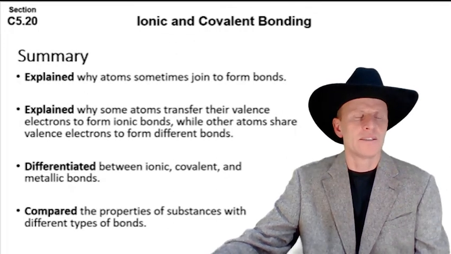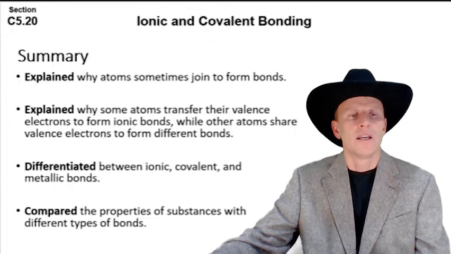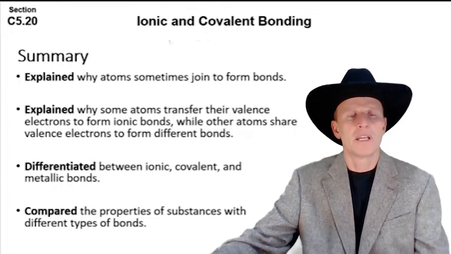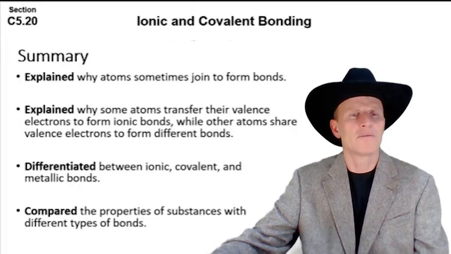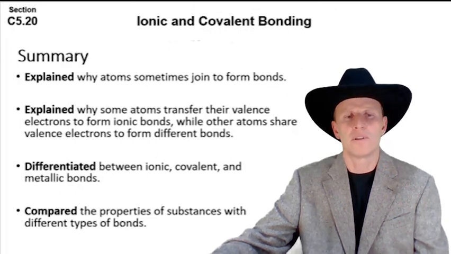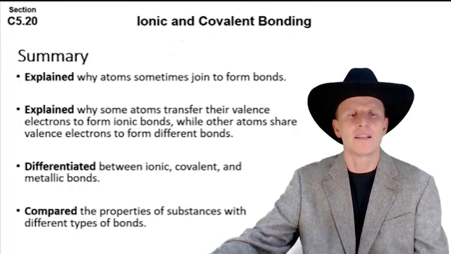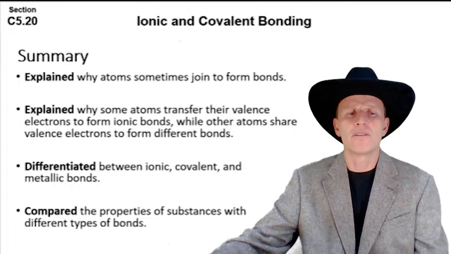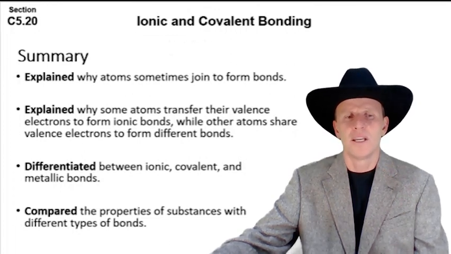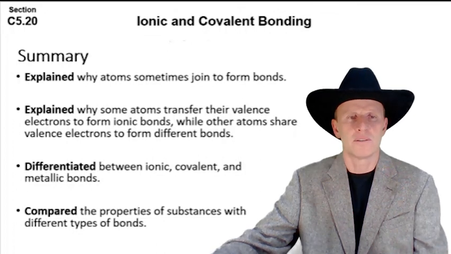And that's it. I explained why atoms sometimes join to form bonds. I explained why some atoms transfer their valence electrons to form ionic bonds, while other atoms share valence electrons to form different bonds. And I differentiated between the ionic, covalent, and metallic bonds. And finally, compared the properties of substances with different types of bonds.